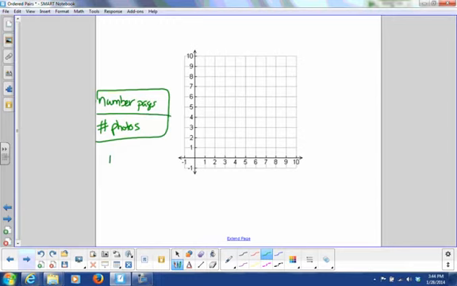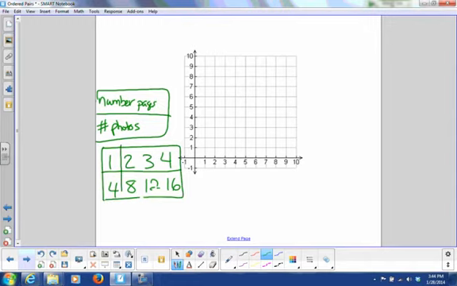Okay, so if I have the number of pages as 1, 2, 3, 4, and then I have the number of photos as 4, 8, 12, and 16. Okay, these are in essence ordered pairs. 1 and 4, 2 and 8, 3 and 12, and 4 and 16. So I can go ahead and graph those. So I'm going to graph this one first, right? So I'm going to run, jump. So I'm going to run over 4 spots to 4, and then I'm going to go up 1, and my point should be right there.